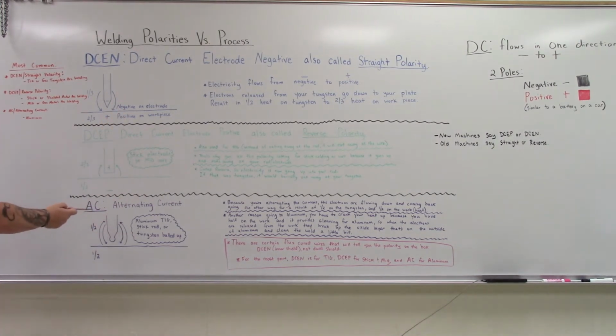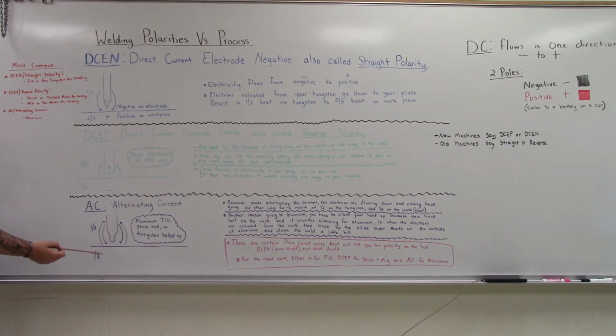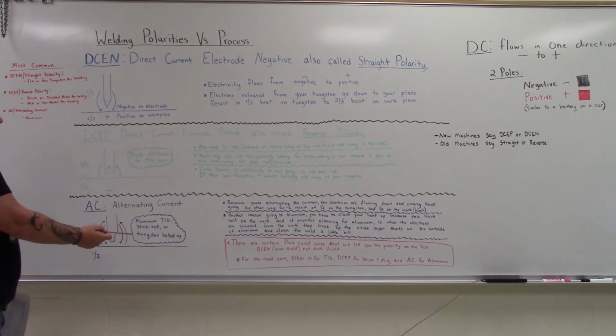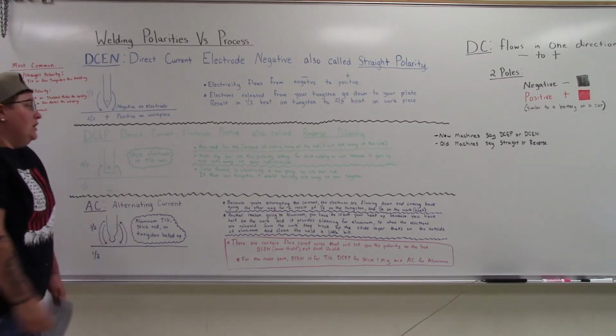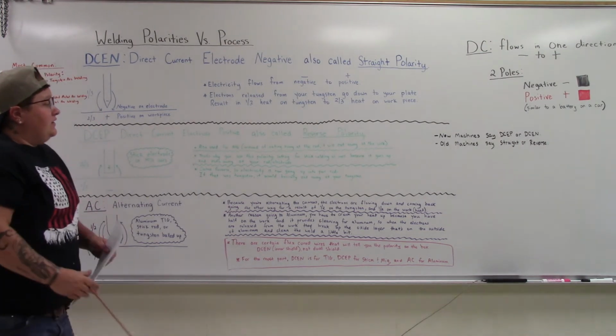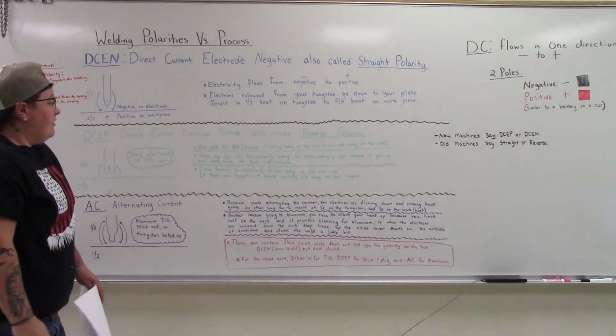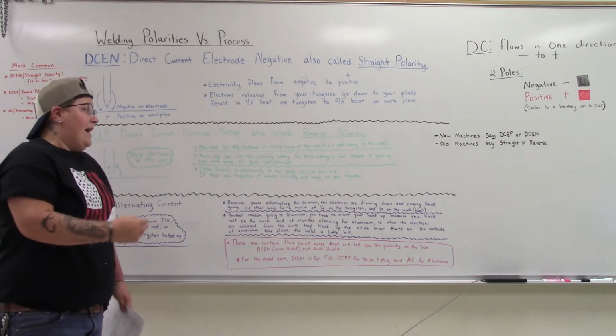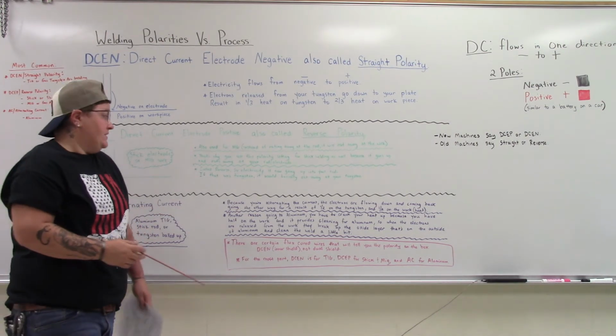The next one is AC, also known as alternating current. If you look at the electrons, they're flowing up and down. So they're split half and half, okay, between your electrode and your workpiece. This is commonly used on aluminum. Because you're alternating the current, the electrons are flowing down and coming back, going the other way, for a result of half on the tungsten and half on the workpiece.